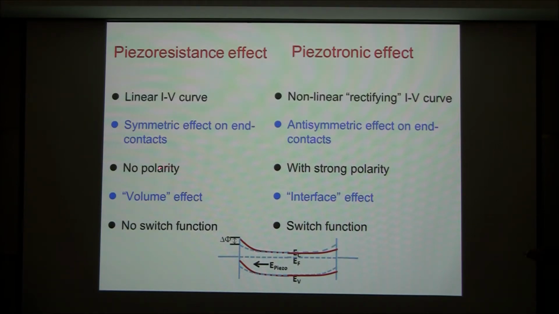They have no polarity. This has a strong polarity. This is a volume effect. This is an interface effect. This cannot be a switch. It can only be a sensor. But this can be a switch. If it can be a switch, you can do logic computation. You can do circuits based on this. So the piezotronic effect is a new effect.